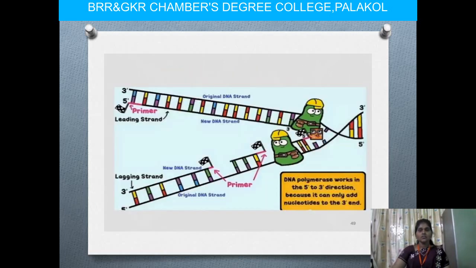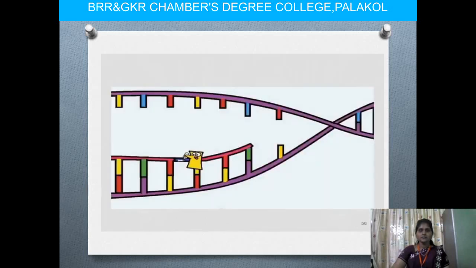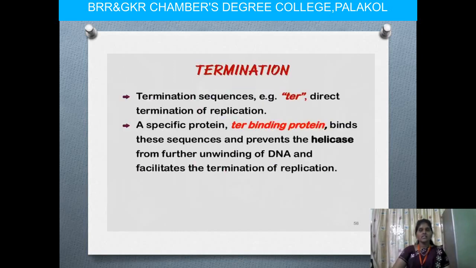So here two different DNA strands are attached by the ligase. Ligase is the enzyme used for the attachment of two DNA molecules. Here this is the ligase. This ligase is used for the attachment of the two strands, one daughter strand and the other parental strand. During this, the gaps between the discontinuous fragments can be sealed by this ligase enzyme. The next one is termination.